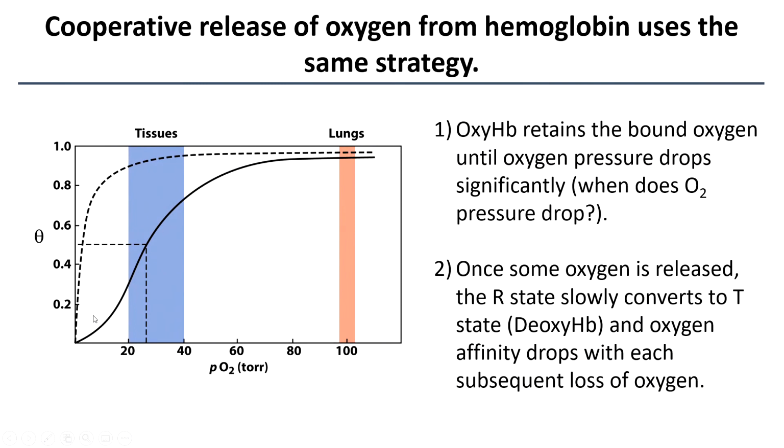moves towards the tissues, that means oxygen concentration is dropping. And so again, if hemoglobin accidentally releases one of its oxygen, the R state will slowly convert to the T state and make it less able to bind any oxygen in the surrounding area. And then also in the surrounding area, oxygen concentration is low, which drops the likelihood that an oxygen molecule will actually bump into a hemoglobin long enough for it to bind to it.